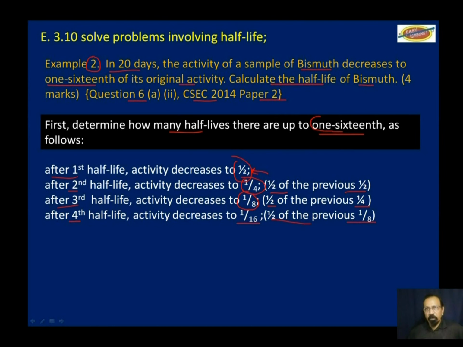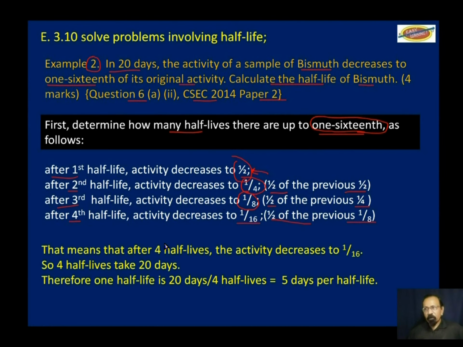Remember, that is what the question asked us to deal with. That means that after 4 half-lives, the activity decreases to 1/16. So 4 half-lives took 20 days. Therefore, 1 half-life would be 20 days divided by 4 half-lives, and so we get 5 days per half-life.